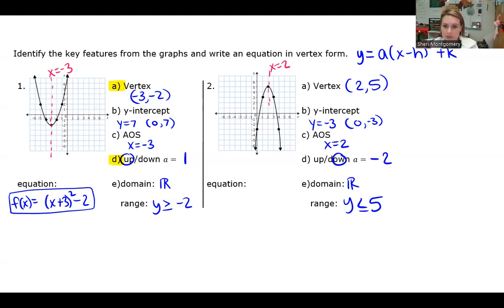Again, we only need 3 things to write our equation. We need the vertex and we need A. So our equation: A is -2, so we've got to put that out in front. My vertex is (2, 5), so it's going to be -2 in parentheses. And k is what you see is what you get.